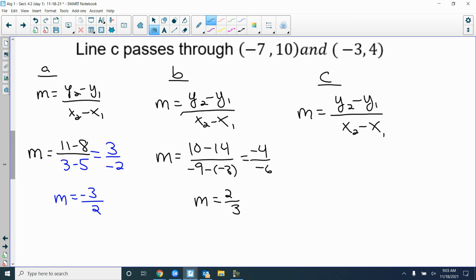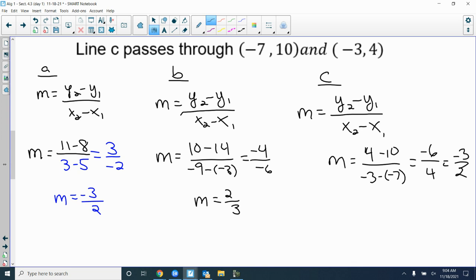Final slope. I got -3. Negative what? -3 over 2. Negative 3 over 2. Okay, so tell me what order you subtracted. I had 4 minus 10 over -3 minus -7. 4 minus 10 is negative 6 over positive 4. It is negative 3/2. All right, so if you didn't have C, write down negative 3/2. M equals for line C.